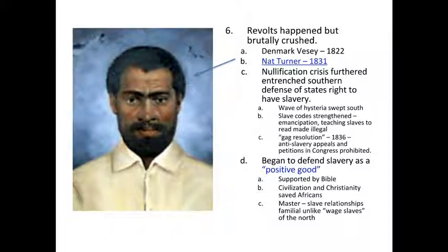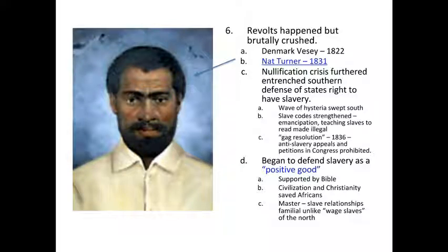The nullification crisis in South Carolina also further entrenched Southern defense of states' rights to have slavery. So when we talked about South Carolina and the nullification crisis that existed by paying those tariffs, a lot of them were defending their right to have slaves. So again, after Nat Turner's rebellion, this wave of hysteria swept through the South.